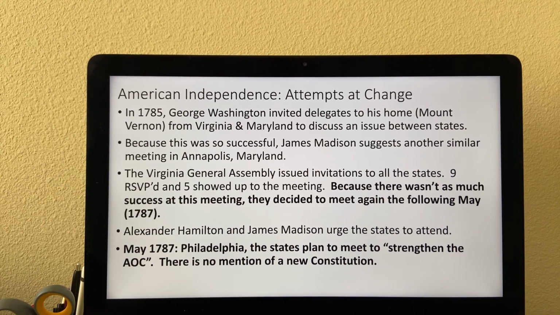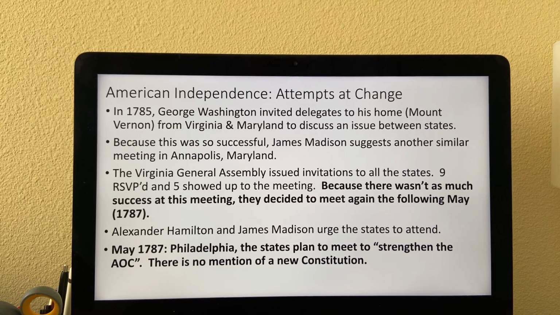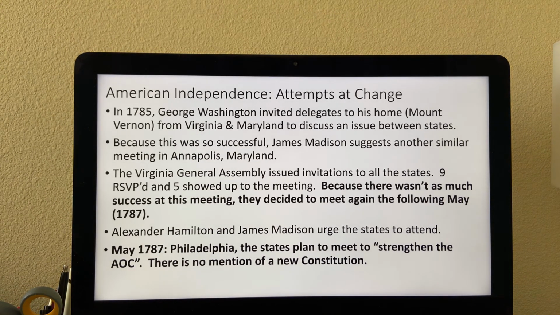So, George Washington decides that he is going to invite delegates from Virginia and Maryland to his house to solve a problem. His house is called Mount Vernon, in 1785. And this meeting is so successful that James Madison, who I'm sure was there, is like, we should do this again, but on a larger scale. And so he suggests to the Virginia General Assembly that they should do this in Annapolis, Maryland.